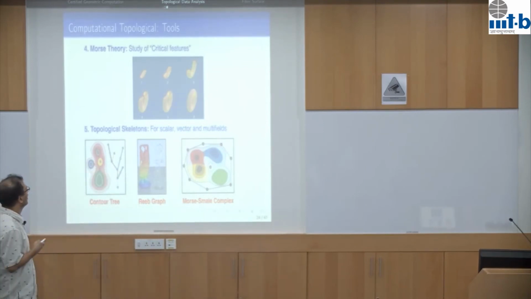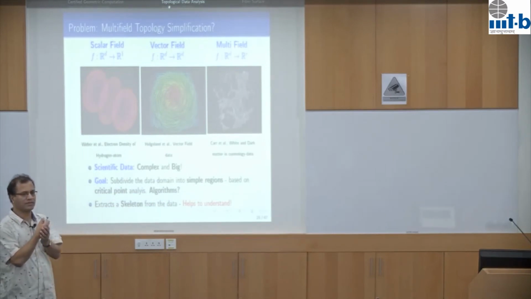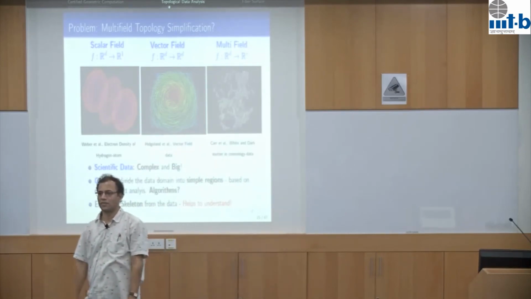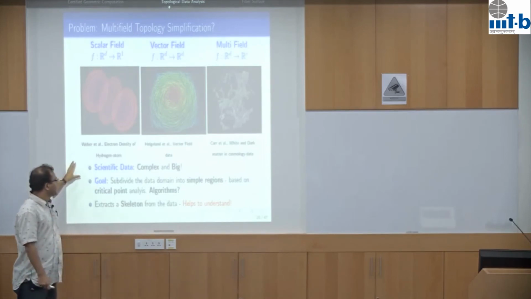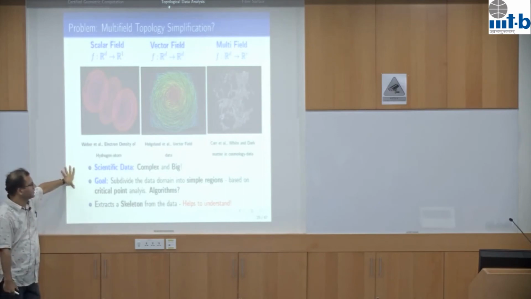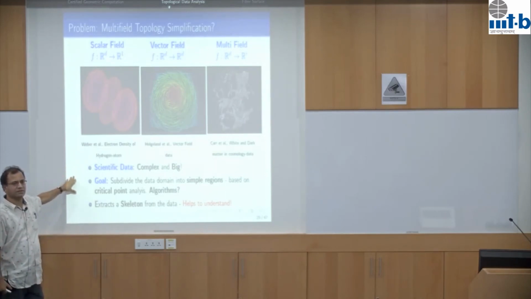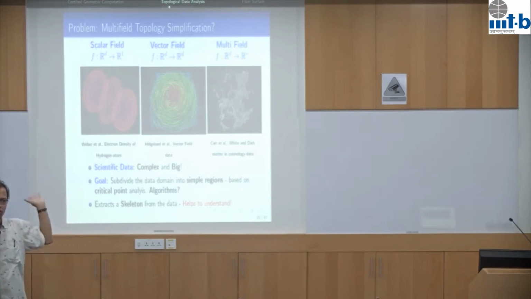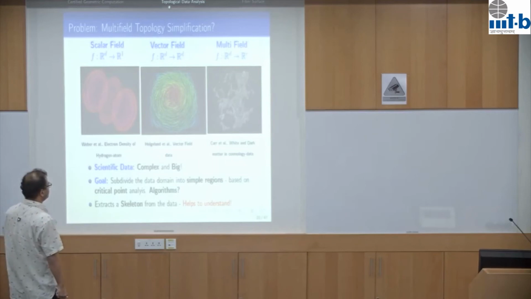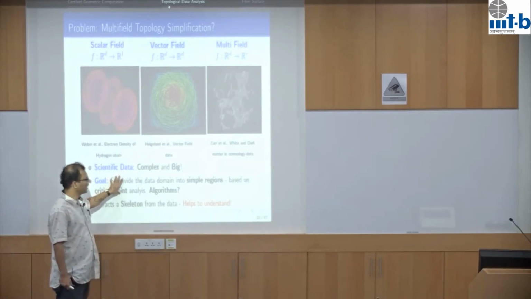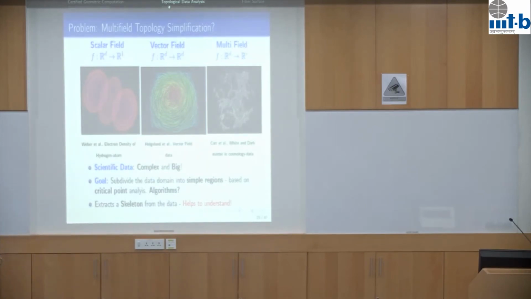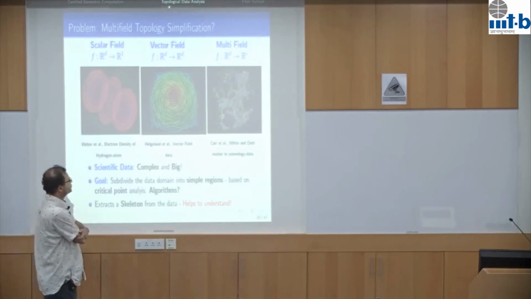But what was missing is the data structure corresponding to a multi-field. Multi-field means data where there is more than one scalar field. The goal is to subdivide the data domain into simple regions based on critical point analysis. The critical point corresponding to a multi-field, as we have already seen, is called the Jacobi set, which we are trying to compute in certified computation. So the goal is to find a similar data structure which will subdivide the domain into simple regions and compute a skeleton corresponding to a bivariate or multi-field, which will help us understand the data.